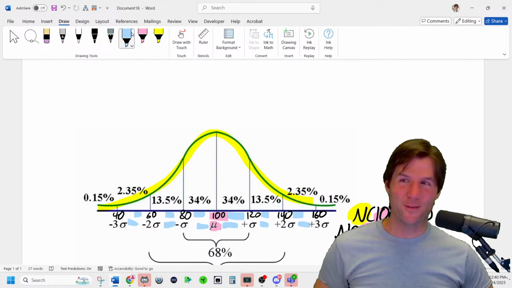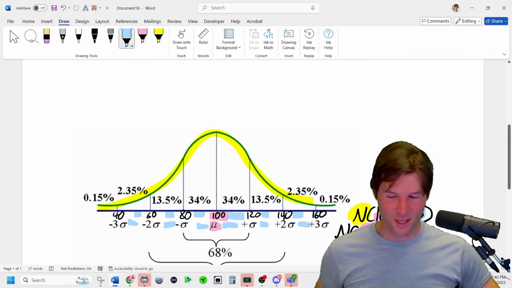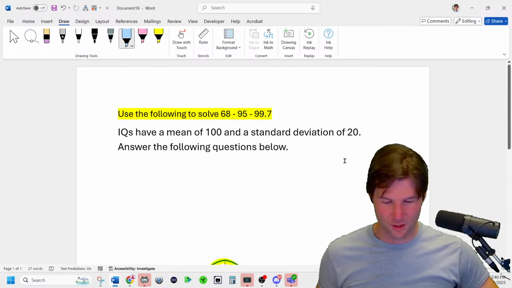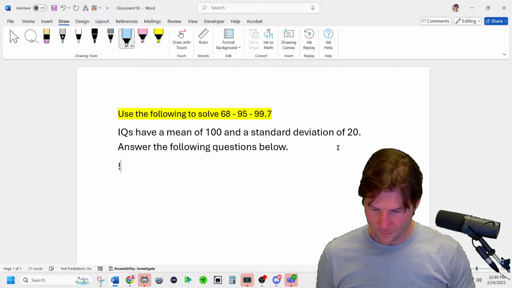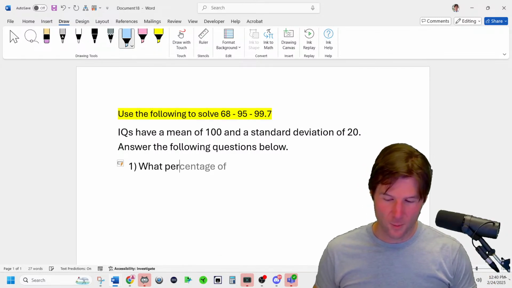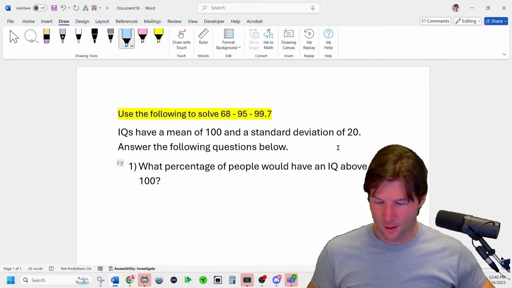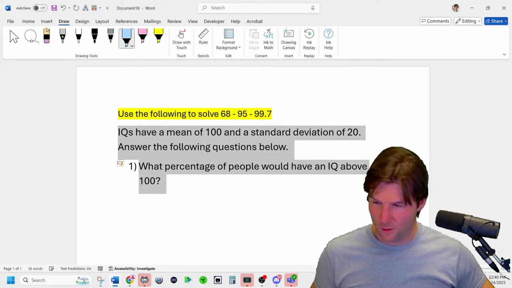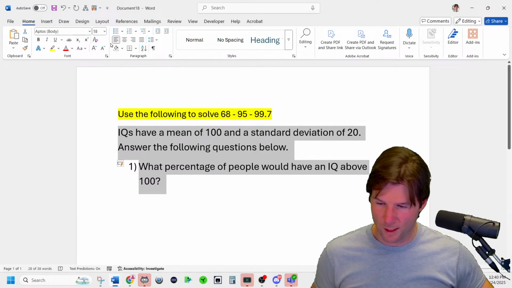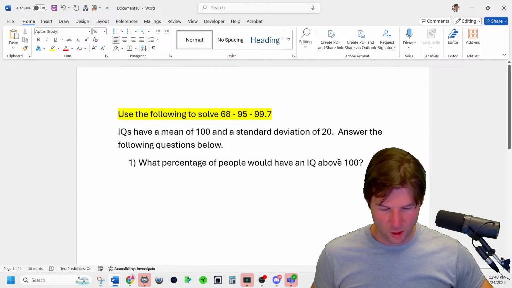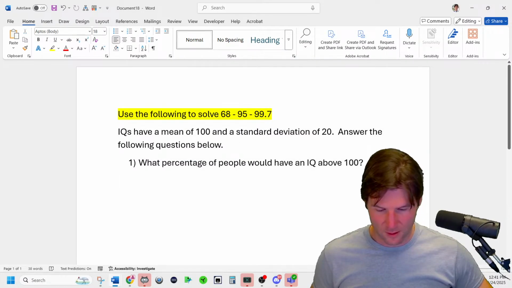So here we go. We've set up our problem. We've set it up for success, and now let's look at the question. What percentage of people would have an IQ above 100? Okay, so I want you to start solving these. Put question 1 answer in the chat. Put question 2, just start solving these.